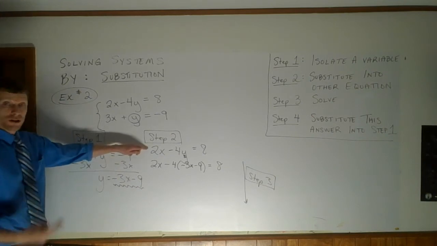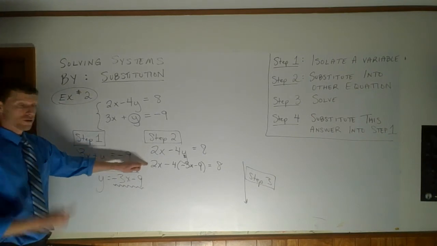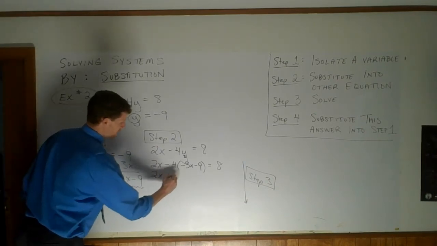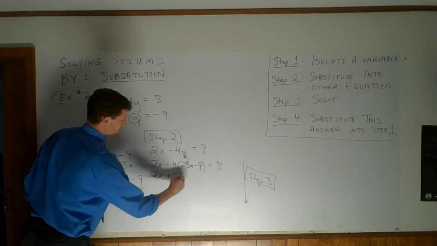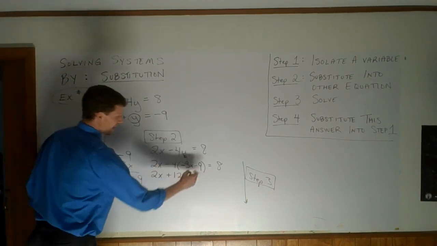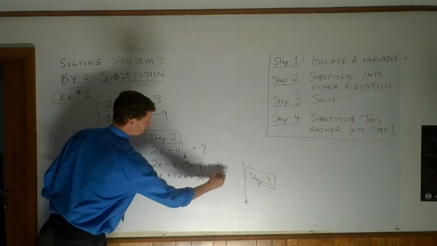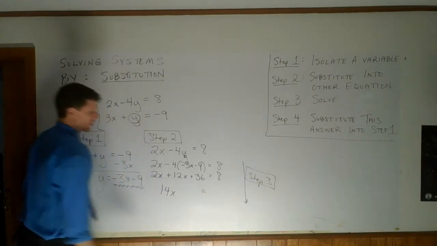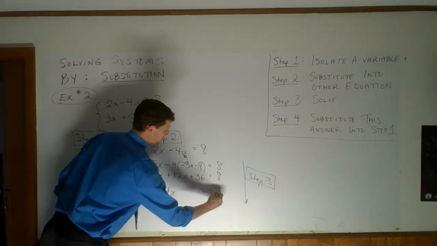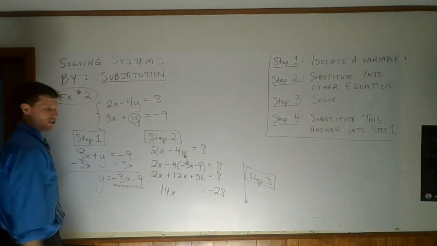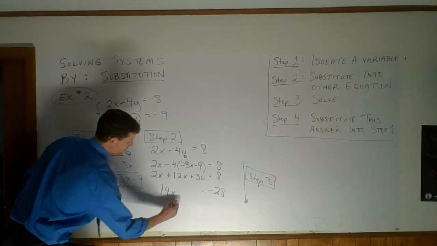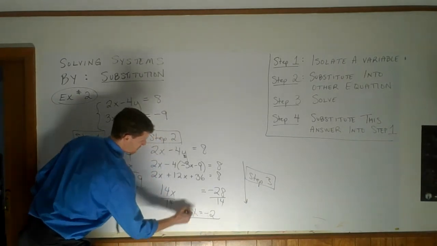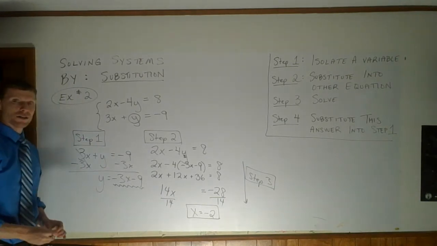Now we have taken an equation with two variables and created an equation with one variable. Step number 3 says, solve that. Distribute the negative 4, so this becomes plus 12x. Distribute the negative 4, this becomes plus 36. Combine like terms. Subtract 36 over. That was 8 minus 36. And then divide by 14. And we find that x equals negative 2.